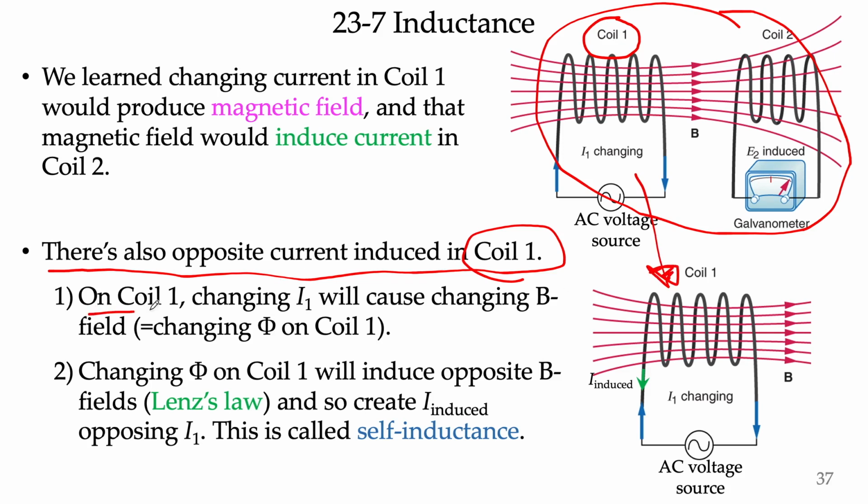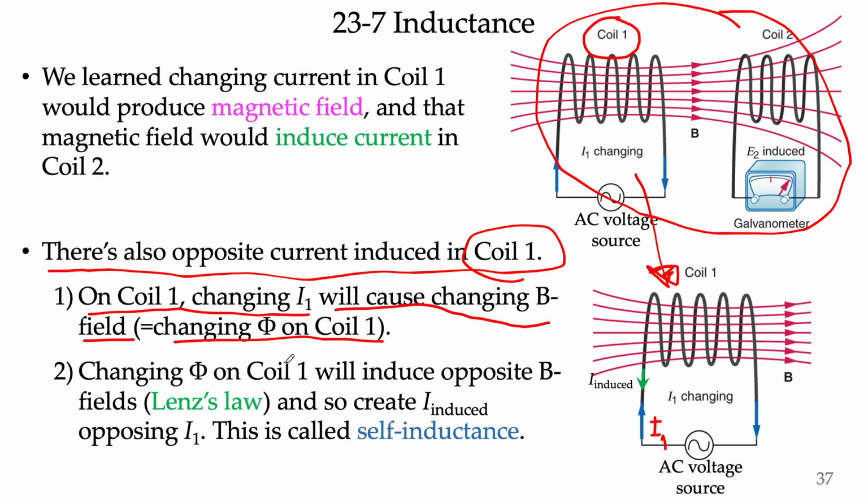So on coil 1, changing I1. There is some current, it's I1. It's provided by the voltage source. Okay, it's not induced, it's provided. So when it changes, it will cause a changing field, right? If it's going to the left or to the right, it will create magnetic fields to the left and right all the time, changing. So that means the flux through coil 1 is also going to be changing.